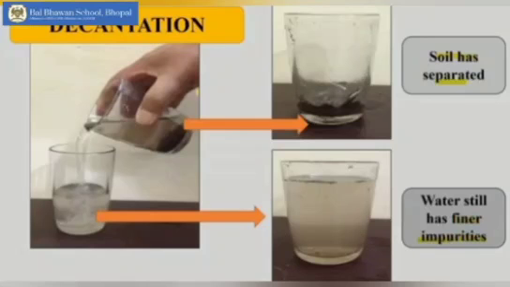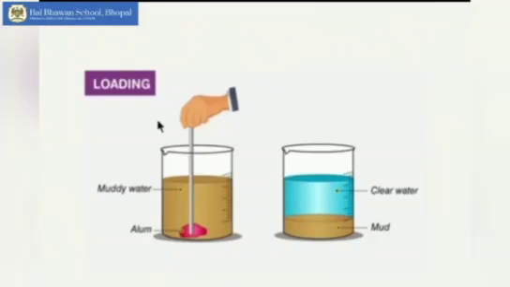Followed by sedimentation, we have the process of decantation. In decantation, we transfer the clear liquid after sedimentation without disturbing the sediments. In this process, we remove the clear water into another container and the sediments remain in the same container.